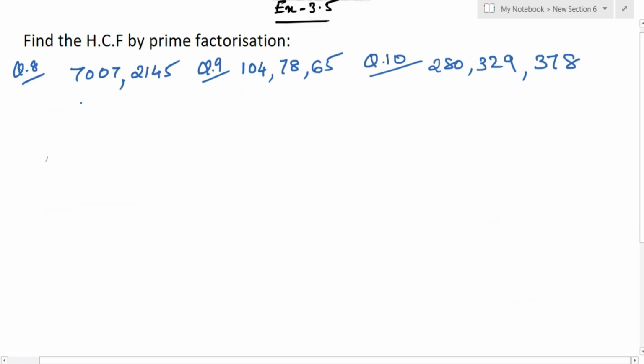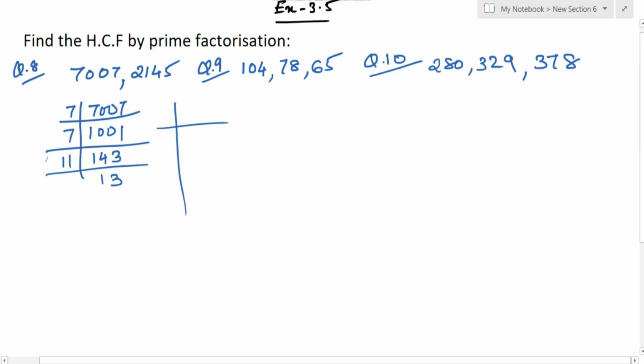Now we need to find out the prime factorization of 7007 and 2145. 7007 is divisible by 7. 7 1s are 7, 7 zeros are 0, 7 zeros are 0, 7 1s are 7. Again it is divisible by 7. 7 1s are 7, carry forward 3, 7 4s are 28, and then 7 3s are 21. Now 143 is divisible by 11. 11 1s are 11, carry forward 3, 11 3s are 33.